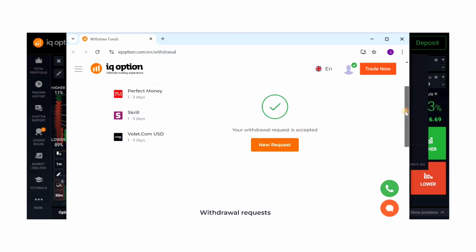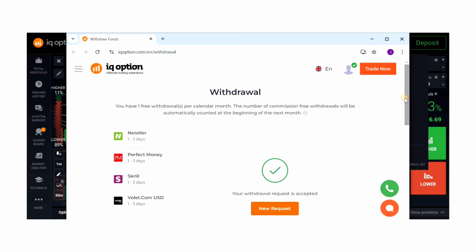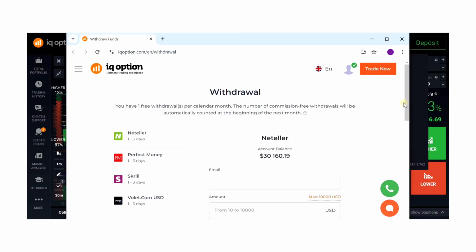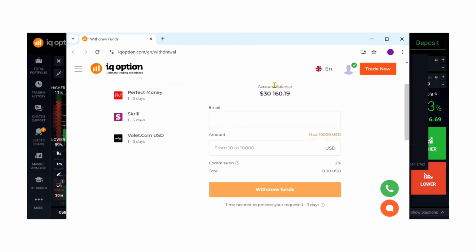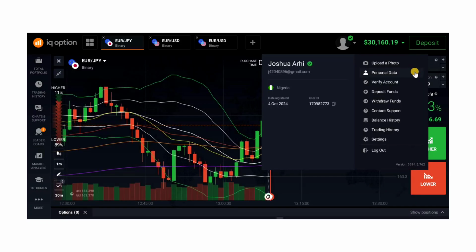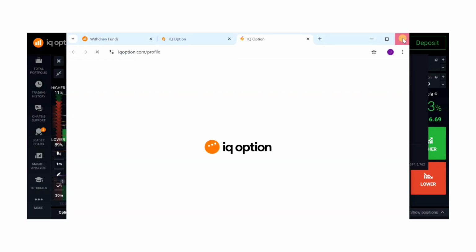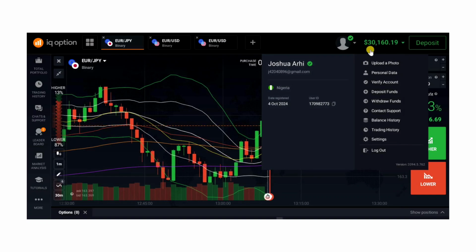You see it's accepted. Because of my account, they say you have one free withdrawal per calendar month. The number of commission free withdrawals will be automatically counted at the beginning of the next month. So now I have done that. If I want to, I can request for another one. So you see the account balance is gone here. You can see it here as well that I have withdrawn $2,000.